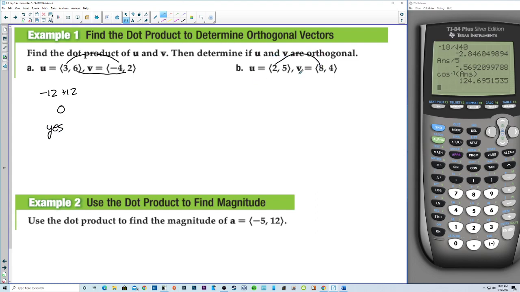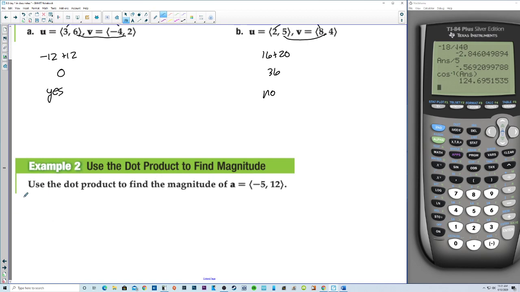Let's get the dot product for this one. We have 16 plus, multiply the y's, 20, and that's 36. Those are not orthogonal. It'll be something other than 90 degrees. Use the dot product to find the magnitude.